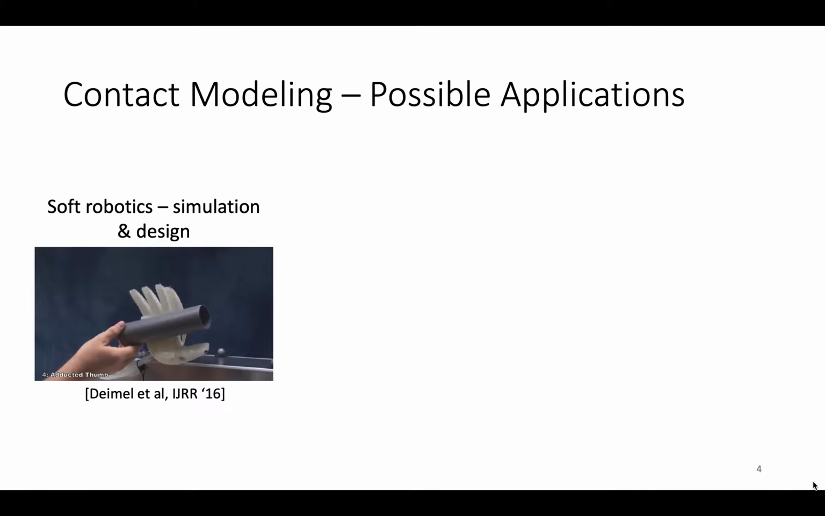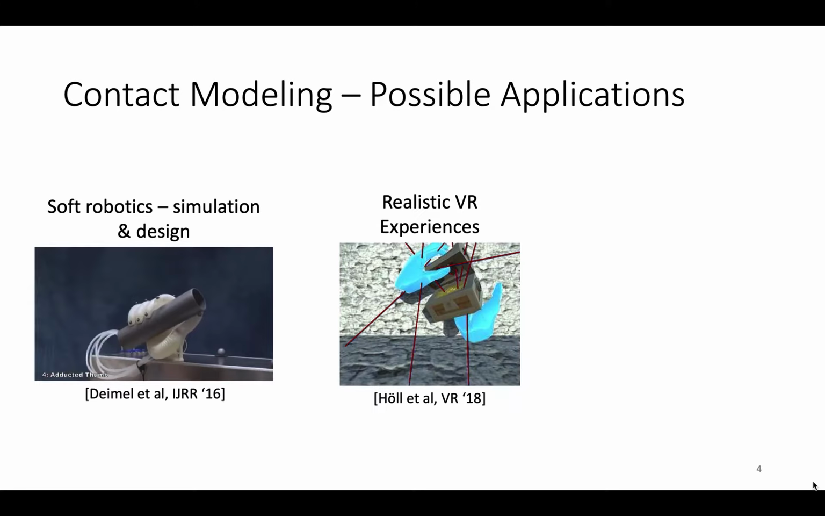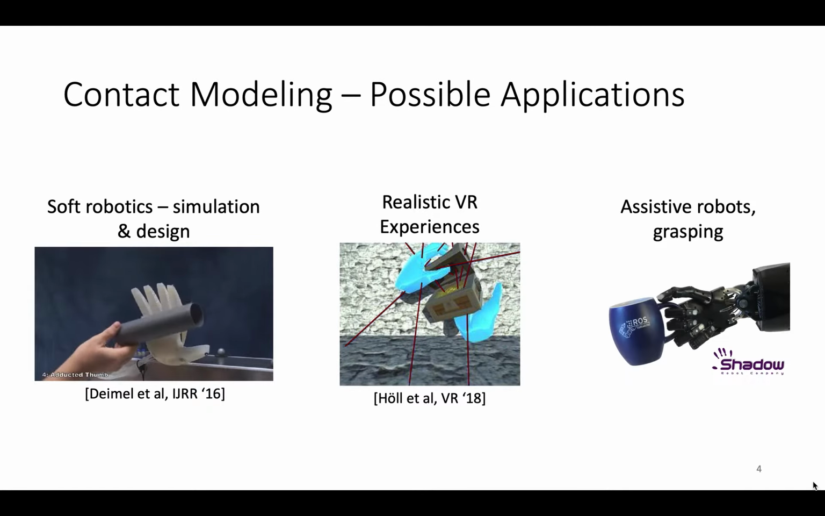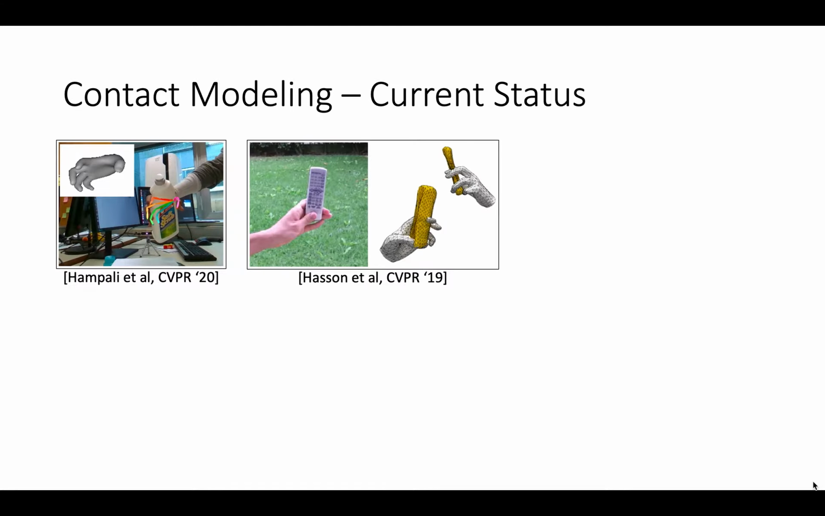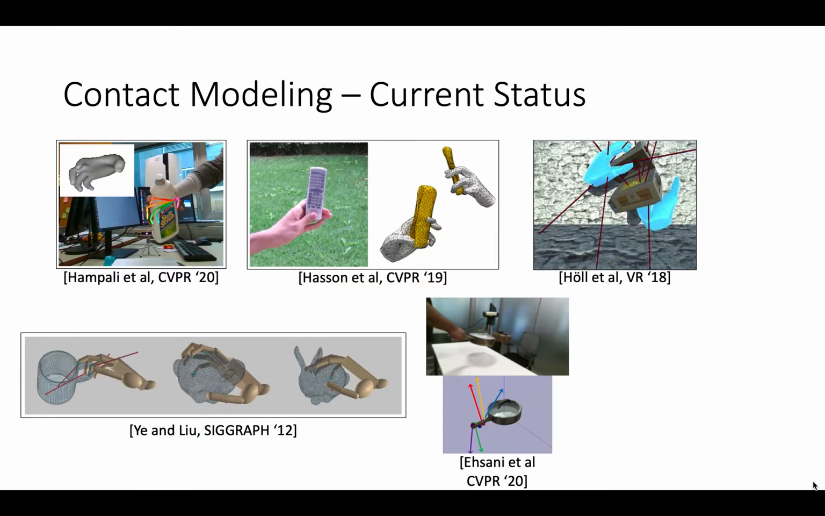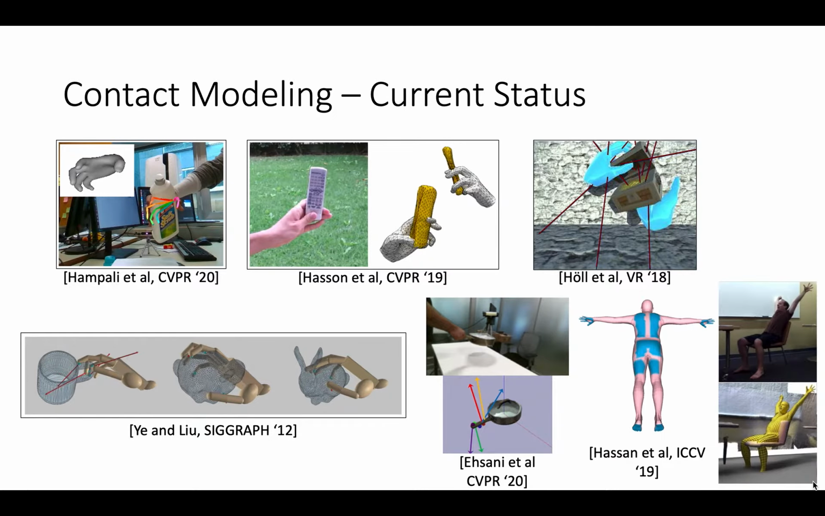Accurate hand-object contact models can help with simulation and design of soft robotic hands, in making hand and object motions more realistic in VR and in robotic grasping. Recent vision algorithms have improved hand pose estimation during grasping, but they lack proper contact estimation. In VR and in simulation, contact is often oversimplified as one point per fingertip. I will note that body level contact reasoning is becoming popular for body pose estimation.